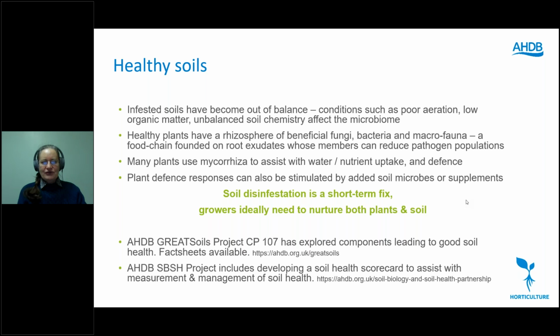So I think soil disinfestation is a short-term fix, and growers ideally need to nurture both plants and the soil and get a healthy soil going so that you can get your plants growing strongly. As we mentioned earlier, there is the Great Soils Project and Soil Biology for Soil Health, and they've got information on achieving good soil health and on the soil health card, if you're outdoor cropping, to work out whether your soil is healthy or not. Okay, thank you.